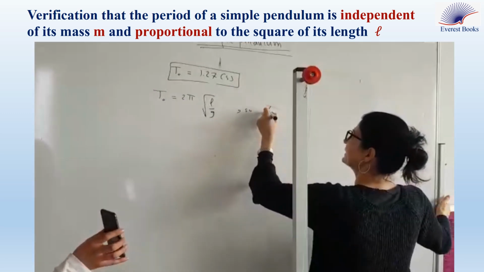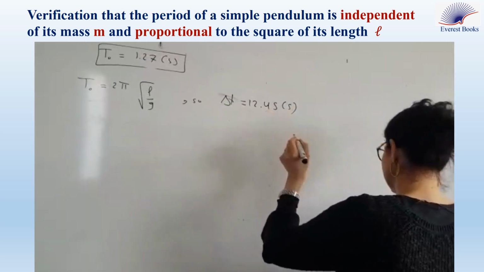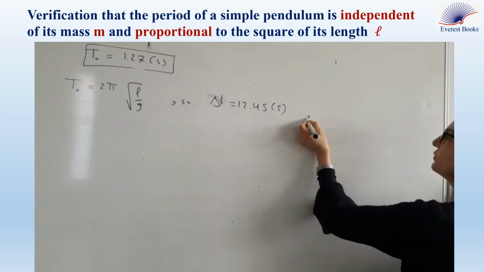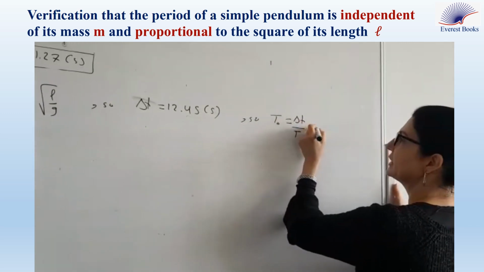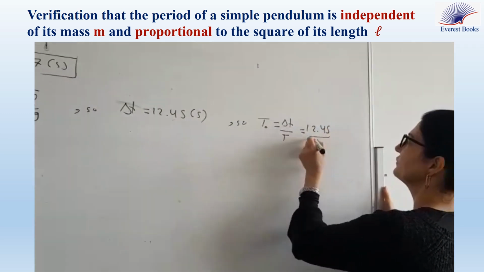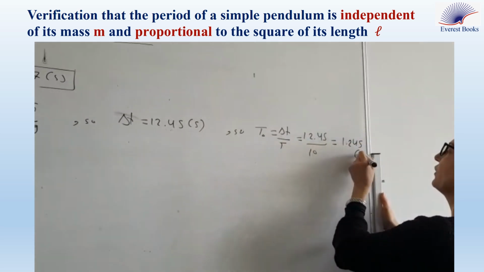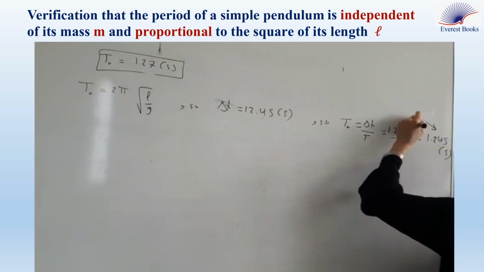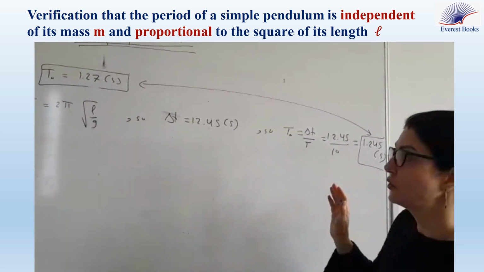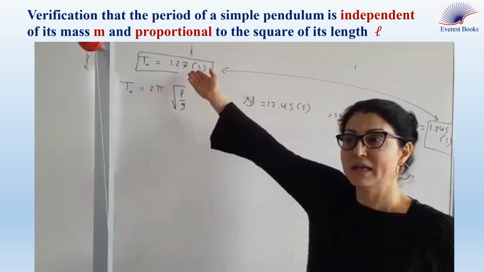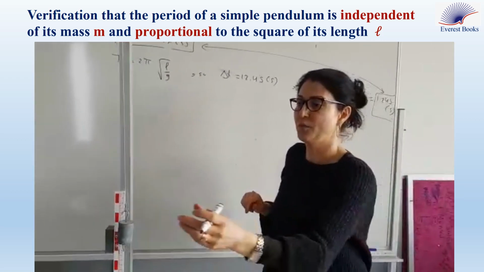So, what is delta T? 12.45 seconds. So T0 is equal to delta T over 10, which is equal to 12.45 over 10, and the answer is 1.245 seconds. As you see, the values are very close, so really T0 is independent of the suspended mass.